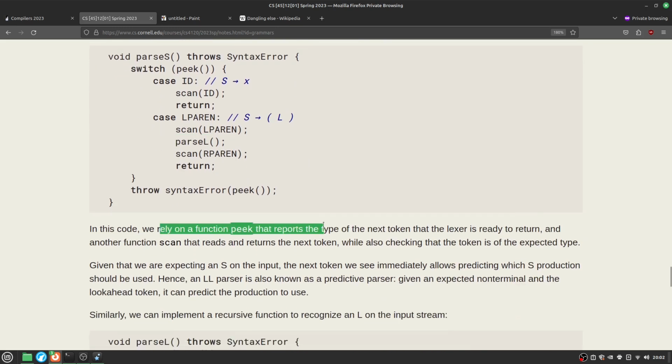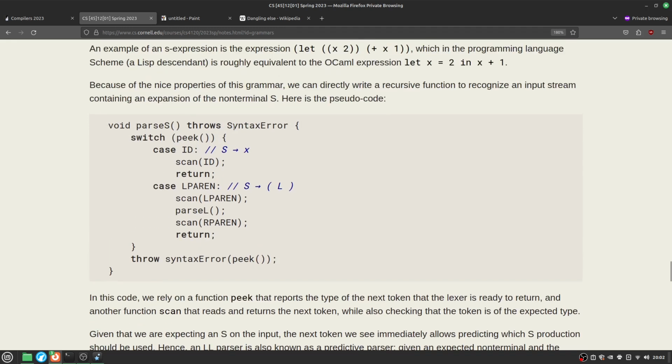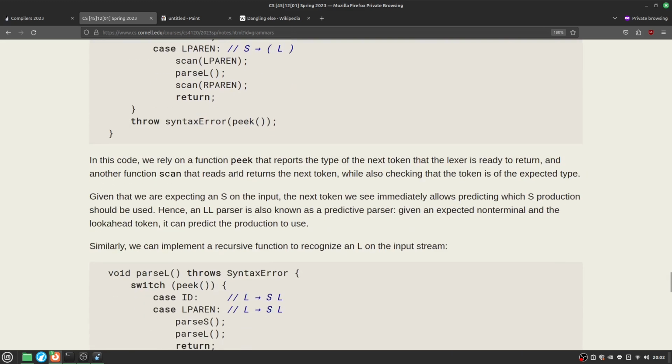In this code, we rely on a function peek that reports the type of the next token that the lexer is ready to return. Okay, we pick a token, right? Because we're not doing lexical analysis anymore. We rely on a function peek that reports the type of the next token the lexer is ready to return, and another function scan that reads and returns the next token, while also checking that the token is of the expected type.